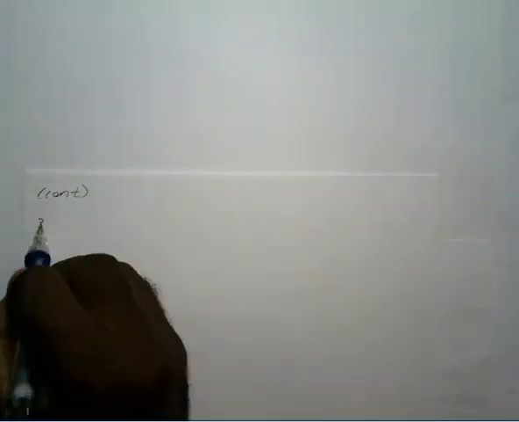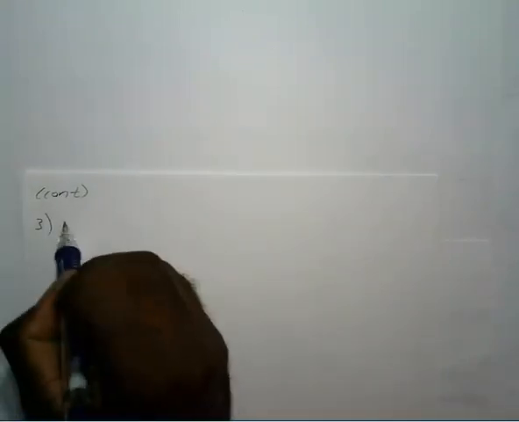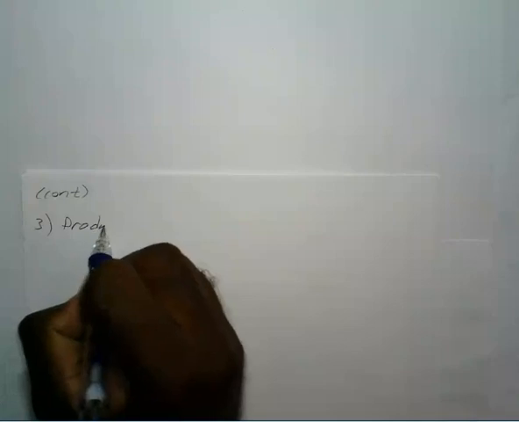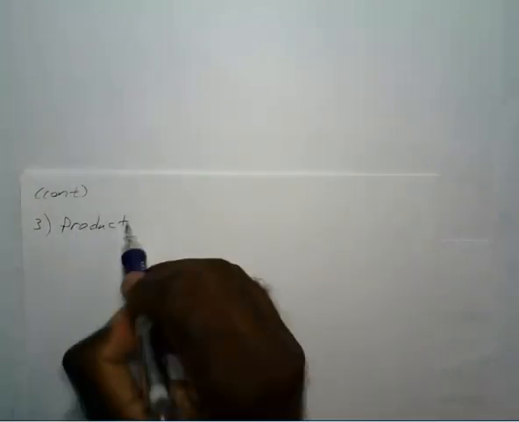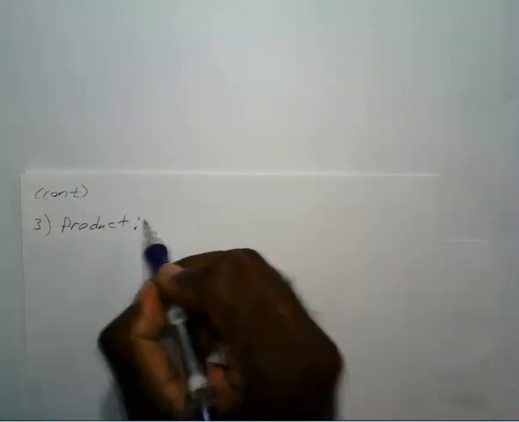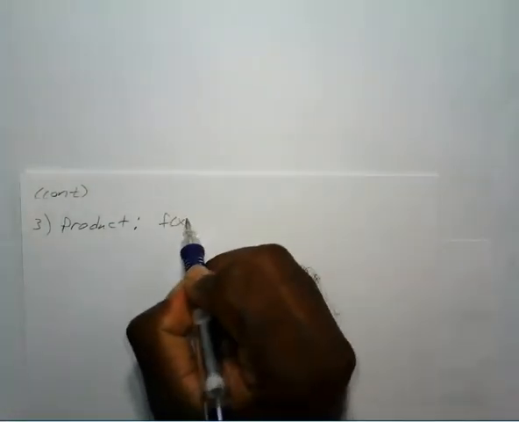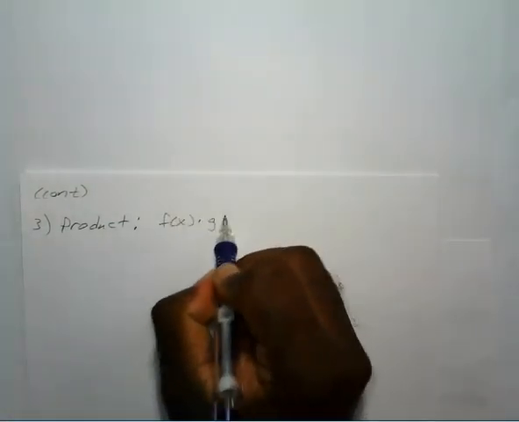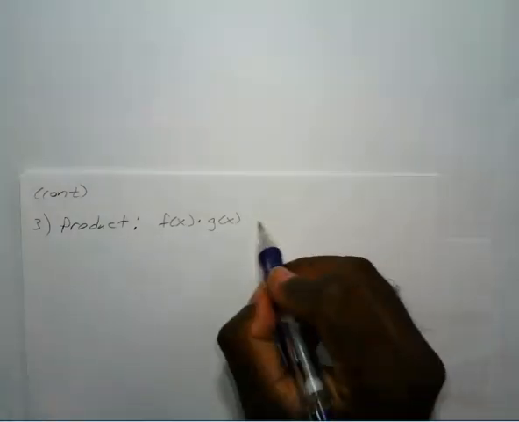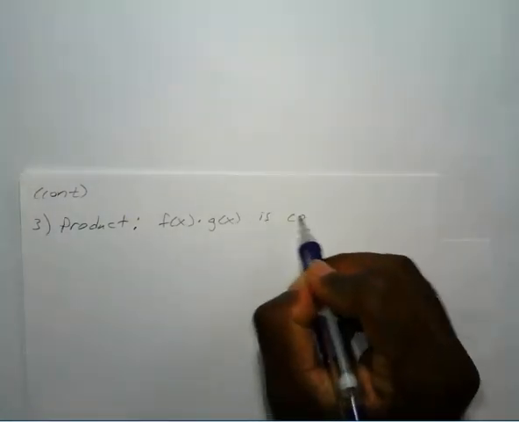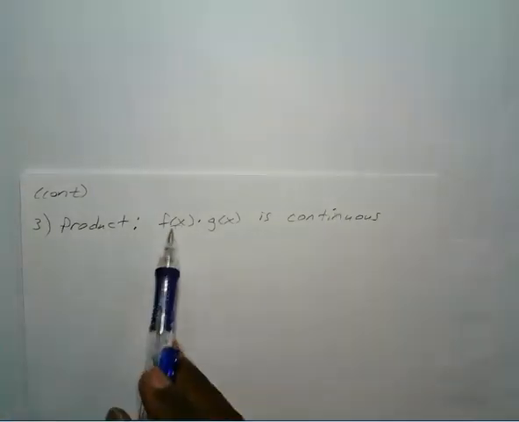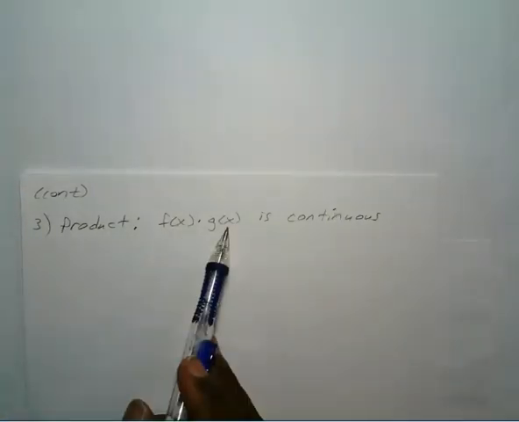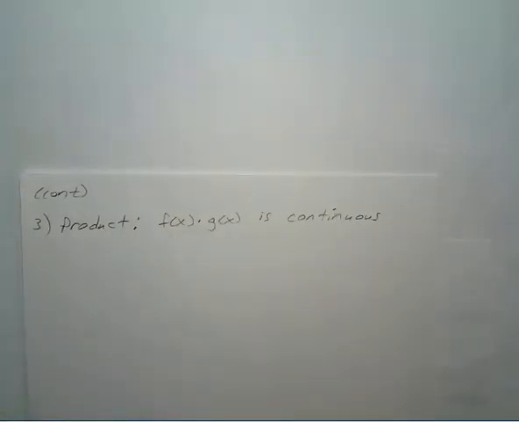Okay, so number 3, we look at the product or multiplying of two continuous functions. So let's say f of x times g of x is continuous. Again, assuming that f of x is continuous and g of x is also continuous.